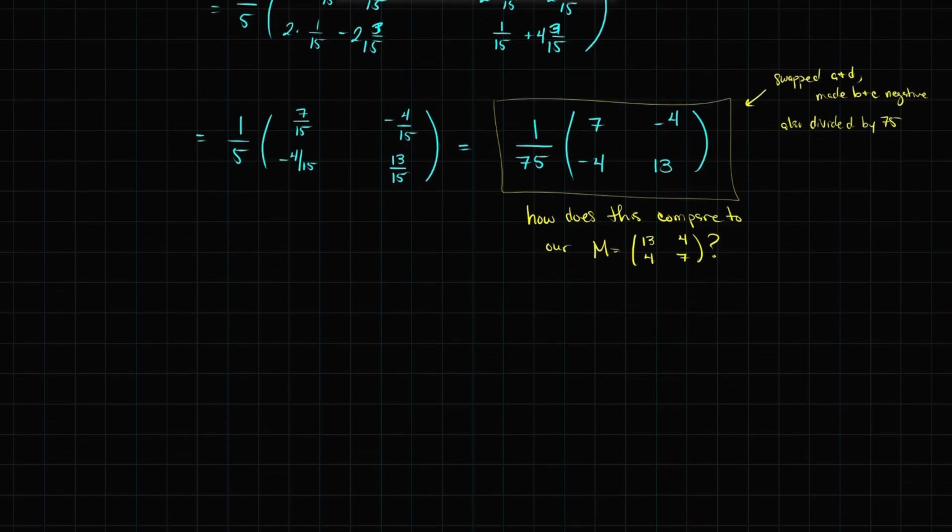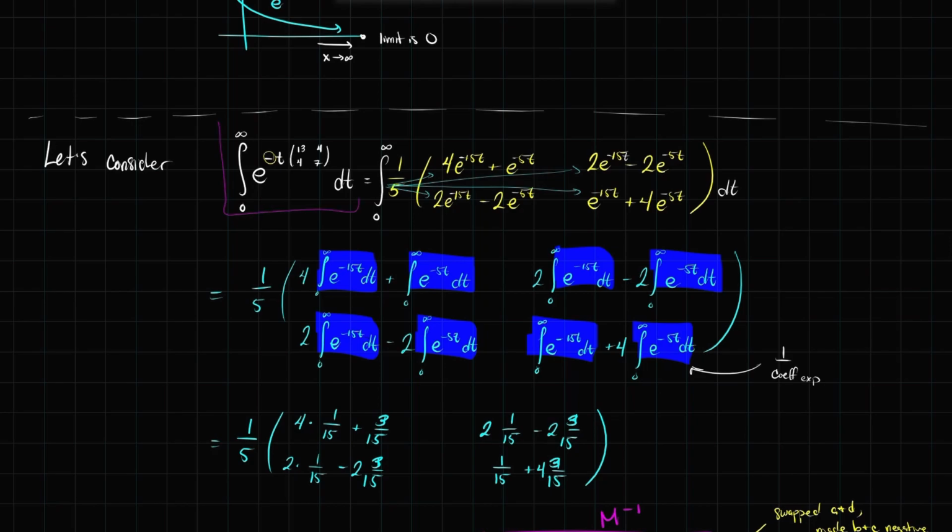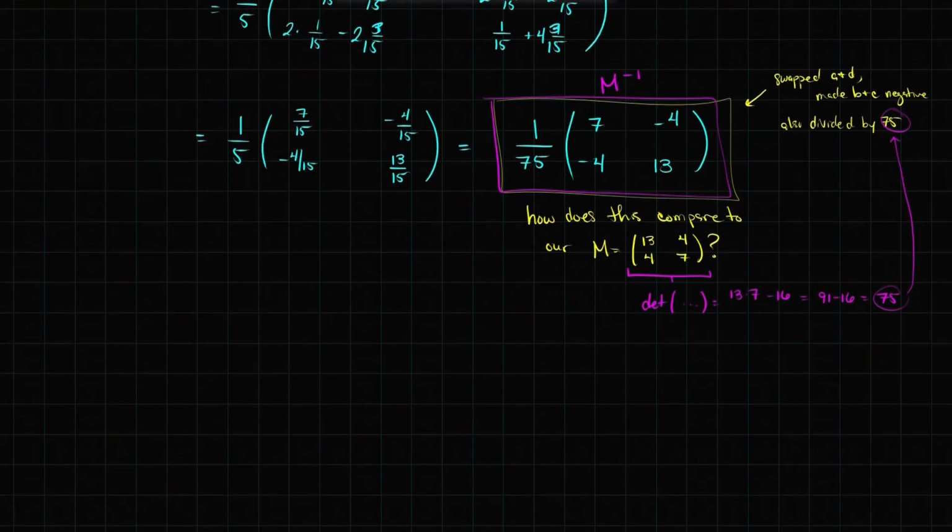What do we suppose the determinant is here? Let's calculate the determinant. This is 13 times 7 minus 16, which is 91 minus 16, is 75. So this is exactly M inverse, which means, what did we do? What did we start with? We started with the integral from 0 to infinity, e to the minus tM dt, and we ended up with M inverse.